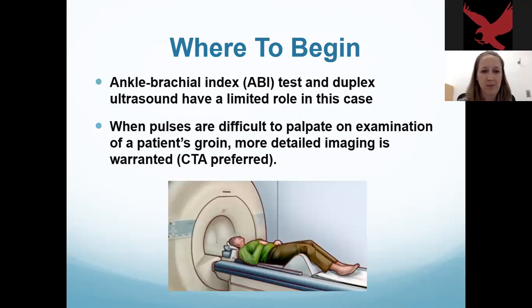We start with the same minimally invasive tests, non-invasive vascular lab. ABI is the one that compares the blood pressure of the arm to the ankle. The ultrasound is the images, the first most easily obtained images. They have a little bit more limited role because, as you can imagine, it's a lot more difficult to see your arteries with an ultrasound probe once they've dipped into your pelvis. There's a lot more tissue there.